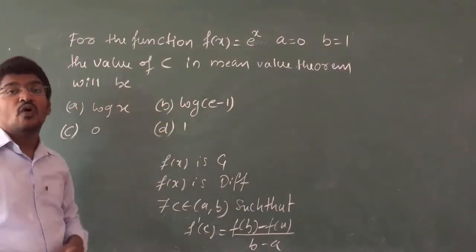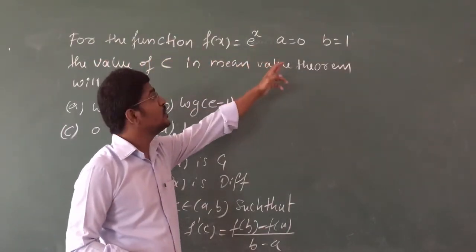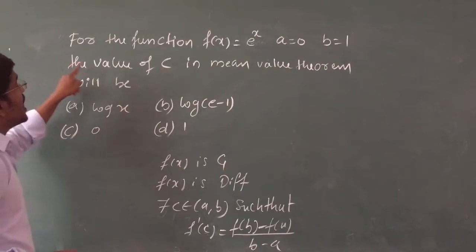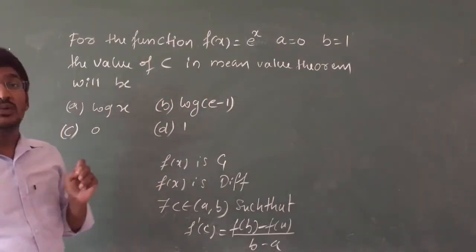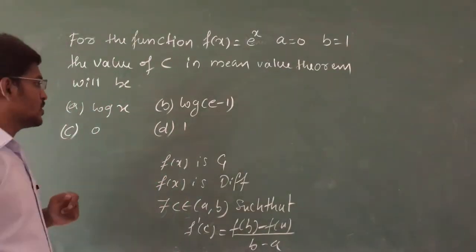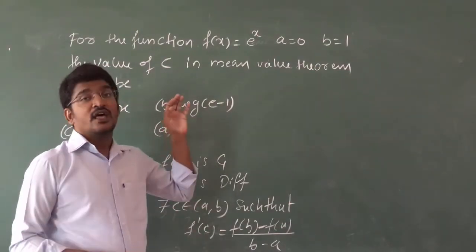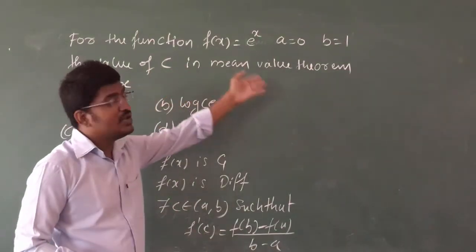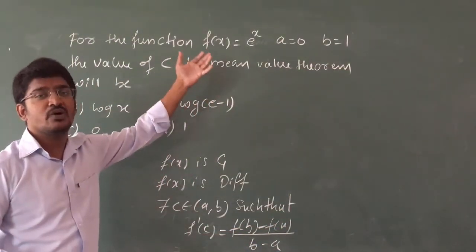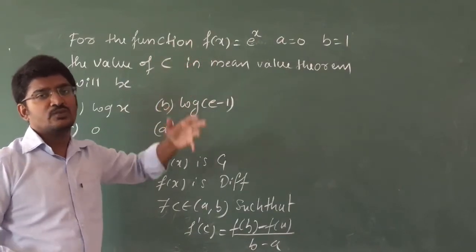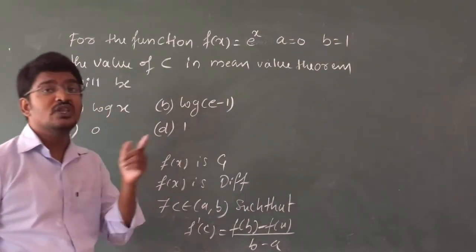So in this problem, they are asking, for the function f(x) equal to e raised to x, a equal to 0, b equal to 1, the value of c in the mean value theorem. This is the formula for finding the value of c. Already they have said we have to find c in the mean value theorem, meaning it is already satisfied. Anyway, e to the power x is differentiable and continuous, hence Lagrange's mean value theorem can be applied. Therefore, let us find by using this formula what the c value will be.